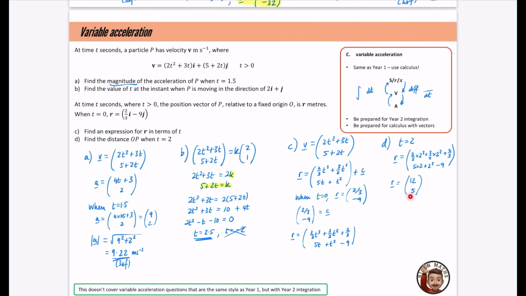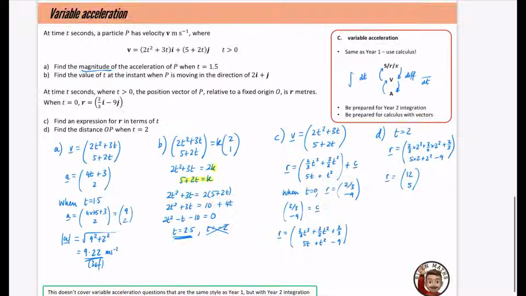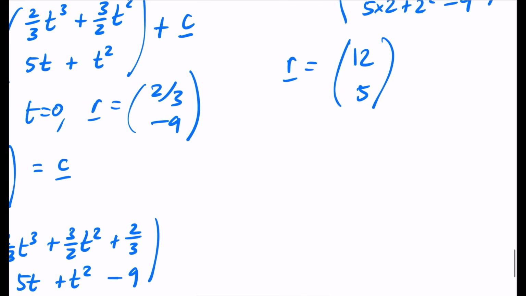Now, this might make you think, oh, let's just see how far it has travelled. But we need to say the distance between O and... Oh, it's just the distance between O and P, excuse me. It's not the distance from where it started. It is just from the origin. So this is the vector from the origin. I was thinking we might have had to subtract this for the distance it had travelled. But no, that's not what we're talking about. We're saying the distance between this and the origin.